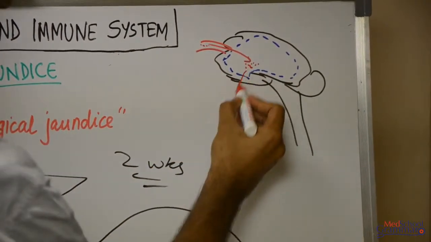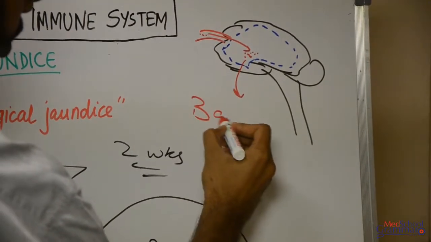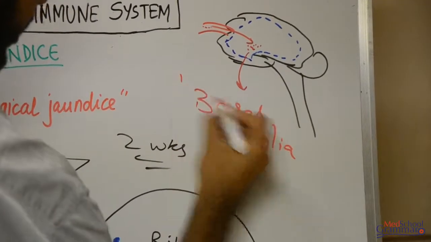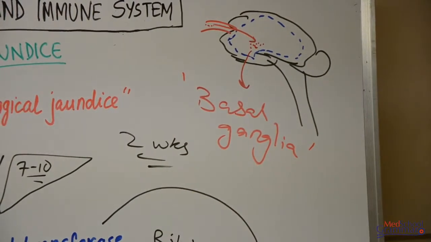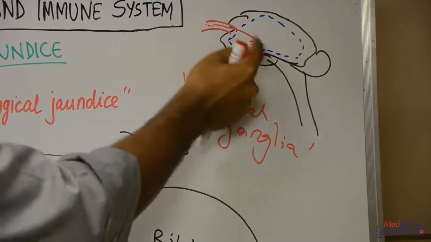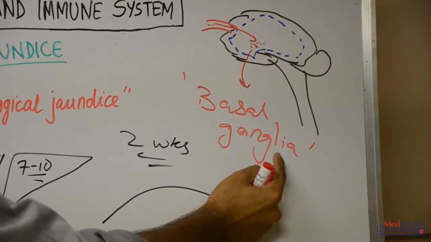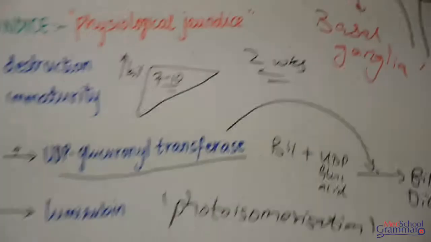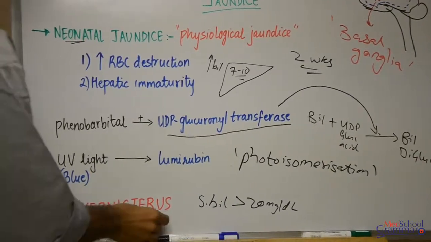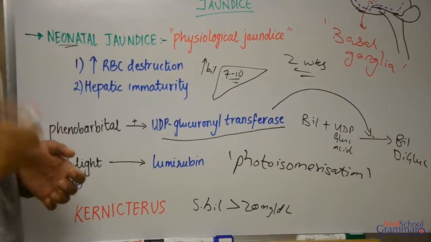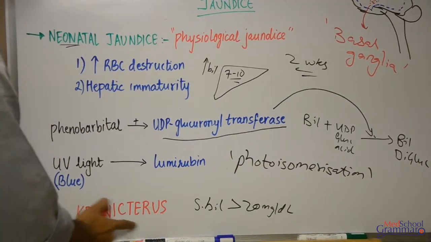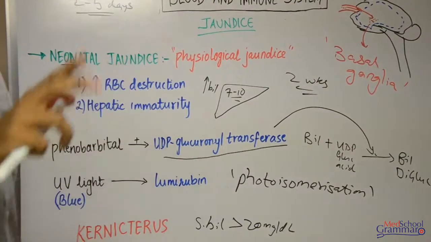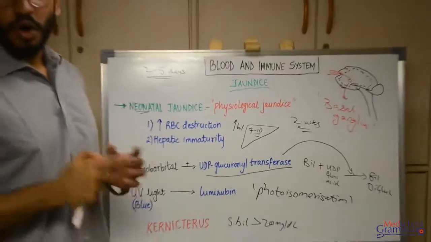Now it deposits in one particular area of the brain known as the basal ganglia. We'll study about this area in great detail when we come to neurology. For now, you just need to remember that bilirubin deposits into the basal ganglia, right, and causes its degeneration, and this condition is known as kernicterus, right? Icterus means jaundice, okay? Icterus means jaundice. So whenever there is kernicterus, there is deposition of bilirubin into the basal ganglia, which is lethal.